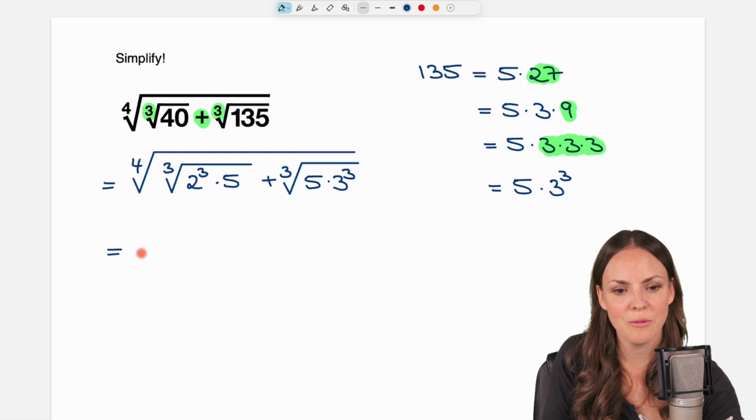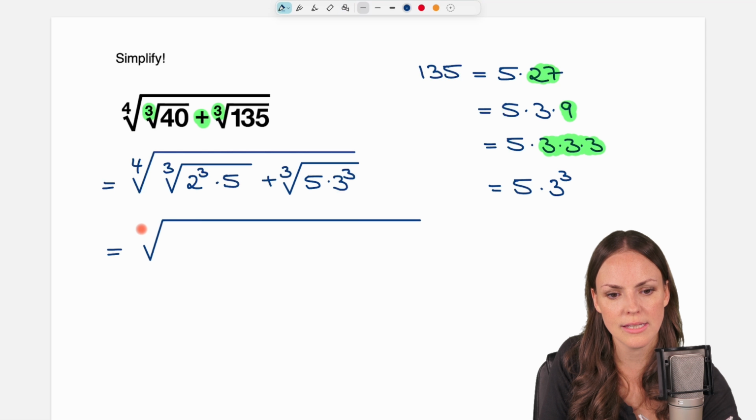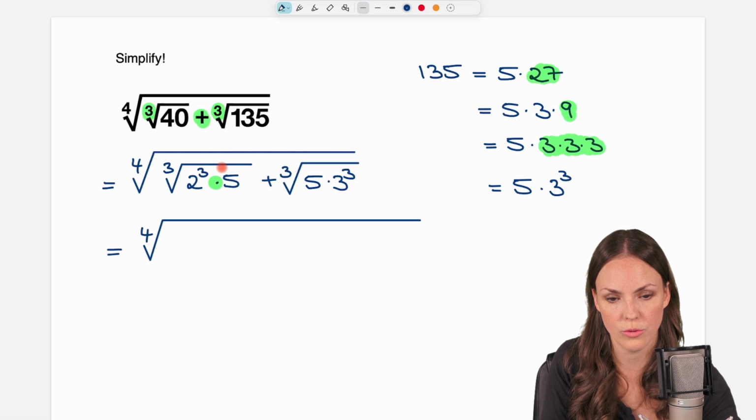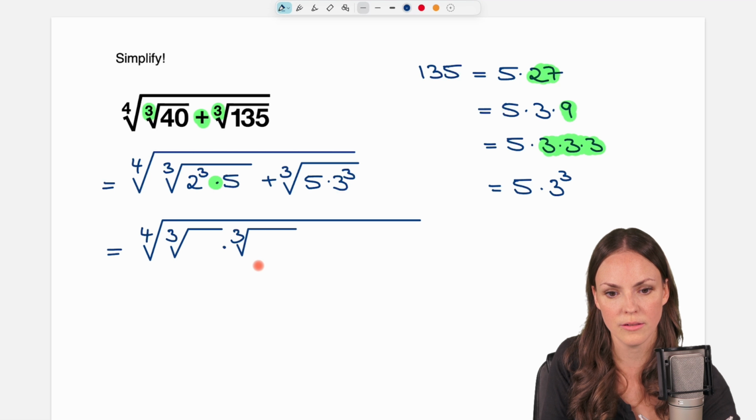But what can we do now? Let's still keep the fourth root outside. And what can we do here with our first cube root? We have a multiplication here now, which means that we can write this one cube root as 2 separate cube roots, which are going to be multiplied by one another.